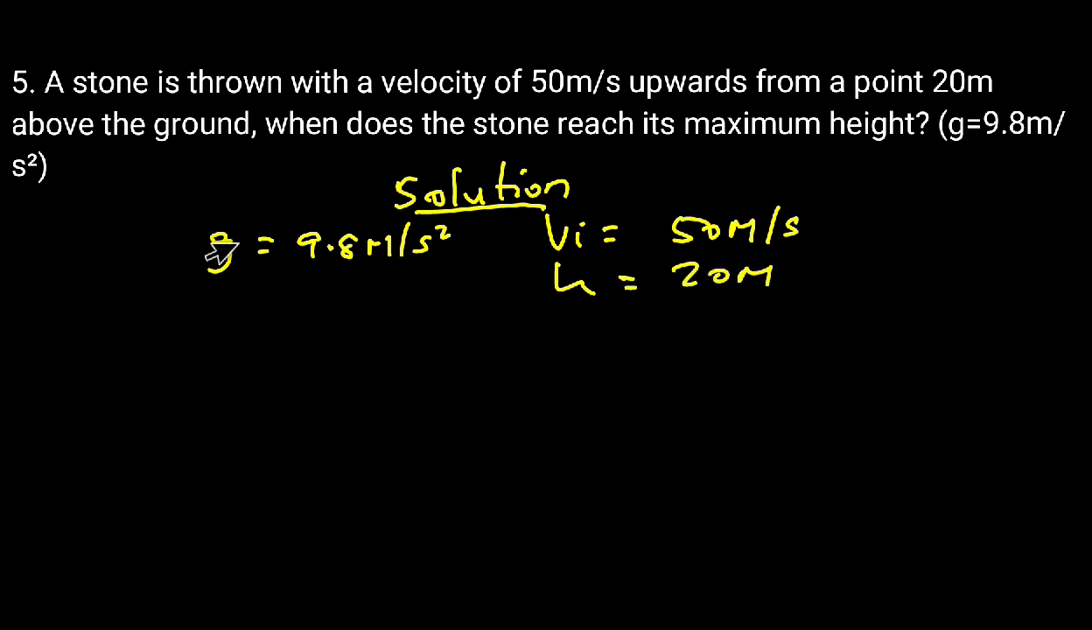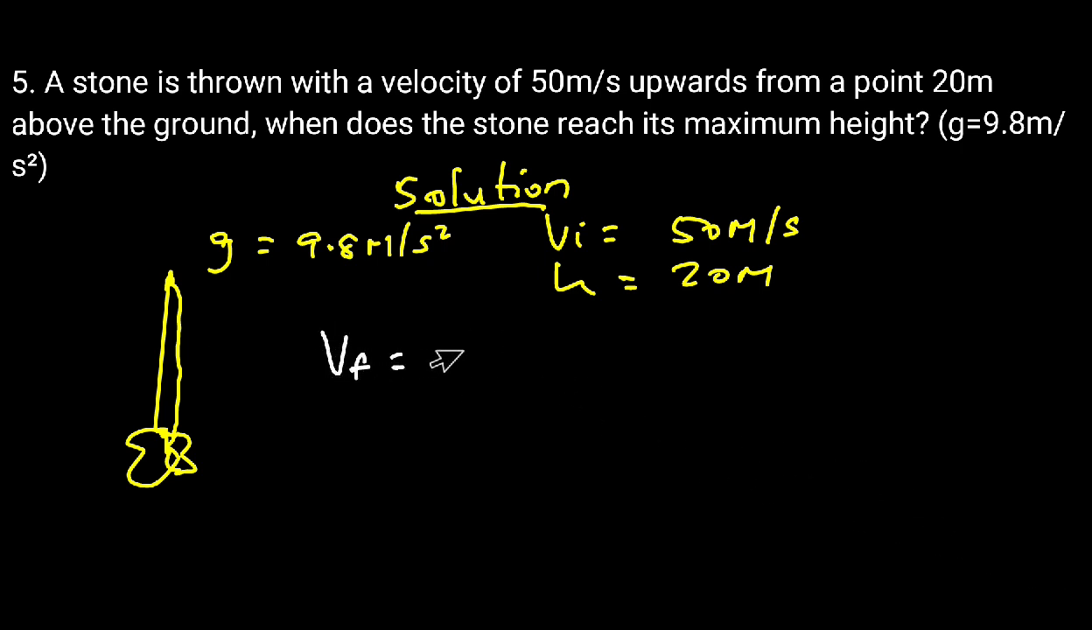Let me illustrate this question. Let's assume that this is the stone that was thrown up, and then it reaches this point and starts falling down. So what the question asks us is to find the time it took this stone to reach this point. This is the maximum height that this stone reached before descent. So we are going to use this formula.